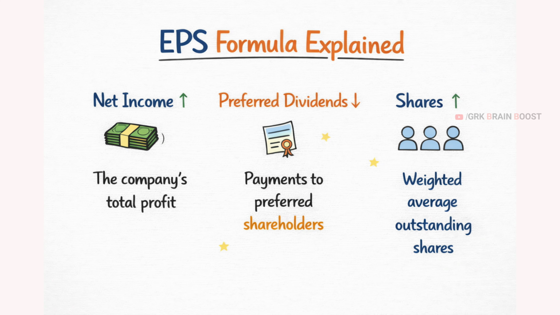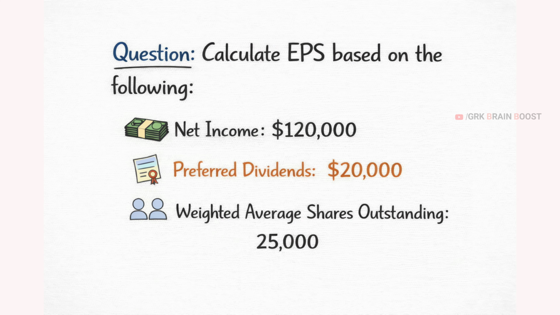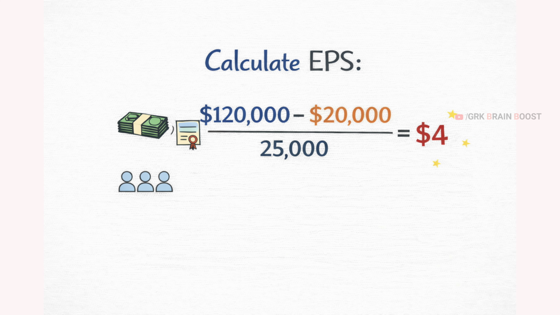Now let's understand this with a simple example. Suppose a company reports net income of $1,20,000, preferred dividends $20,000, weighted average shares outstanding is equal to 25,000. First, calculate profit available to common shareholders. $1,20,000 minus $20,000 is equal to $1 lakh. This profit is attributable to the common shareholders.